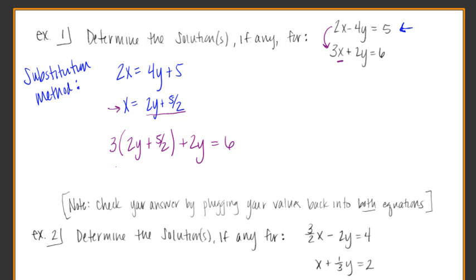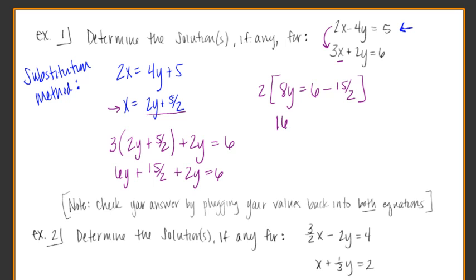Multiplying this out, 6y plus, 3 times 5 is 15, so that's 15 halves, plus 2y is equal to 6. Combining my y's, I get 8y is equal to 6 minus 15 halves. And like we always do, if we want to clear any fraction, we multiply through by the denominator. So this equivalent equation is 16y is equal to 12 minus 15.